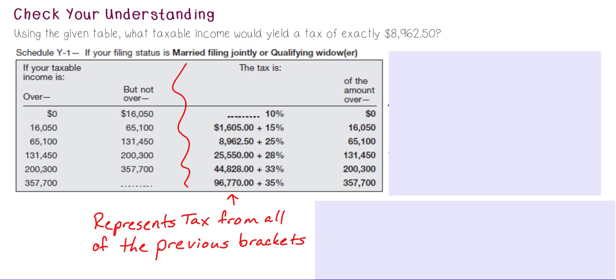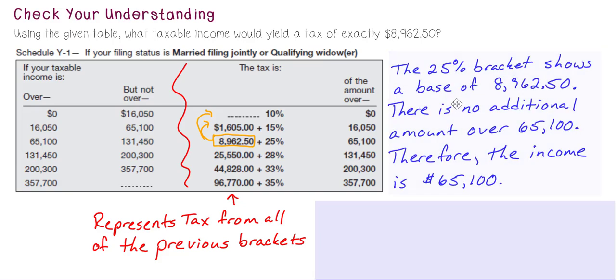So in this case, $8,962.50 is the tax from both the 10% and the 15% brackets combined together. So what that tells us is the 25% bracket shows a base of $8,962.50. There is no additional amount over $65,100. Therefore, the income is $65,100.